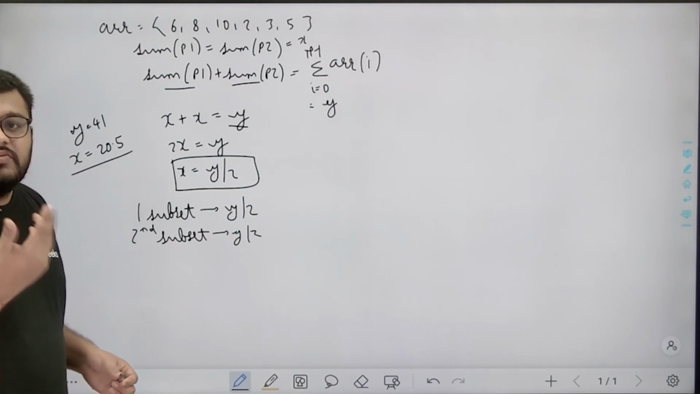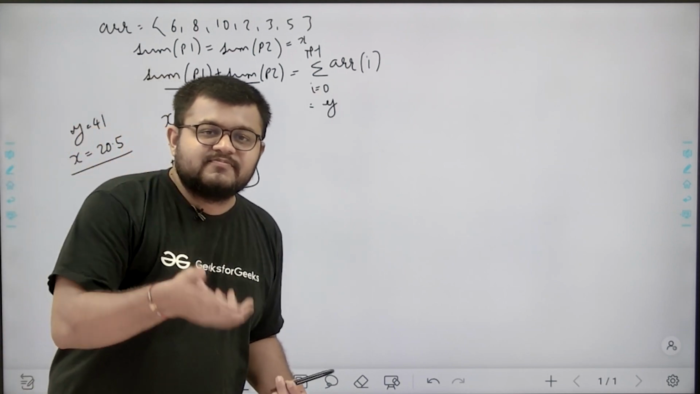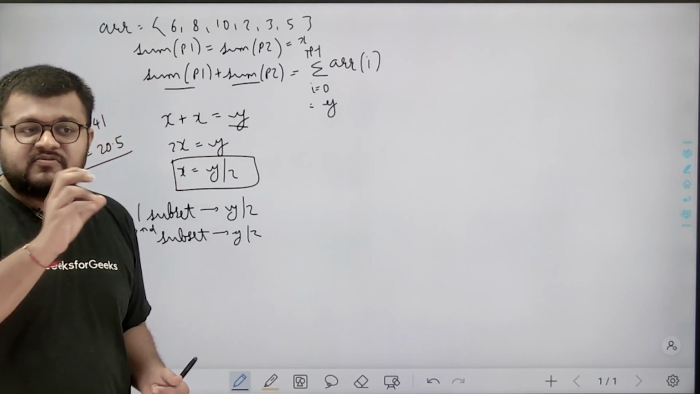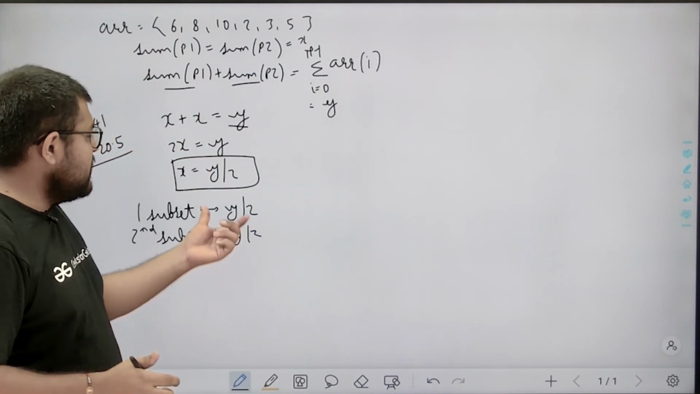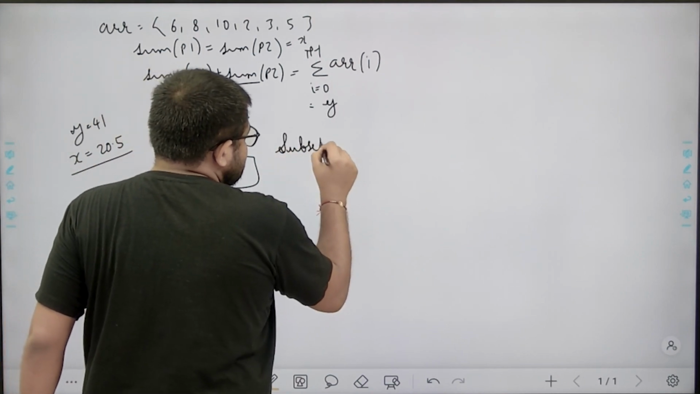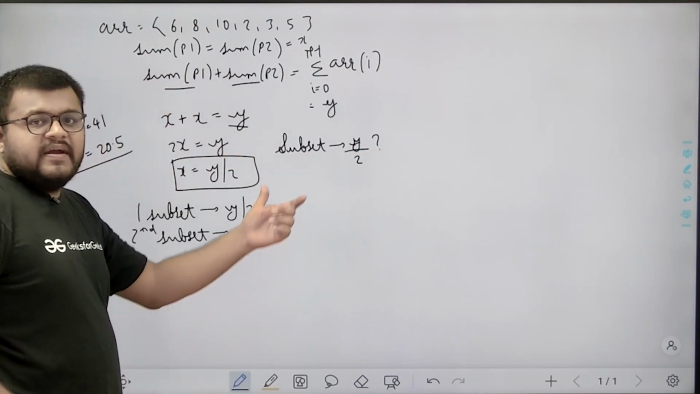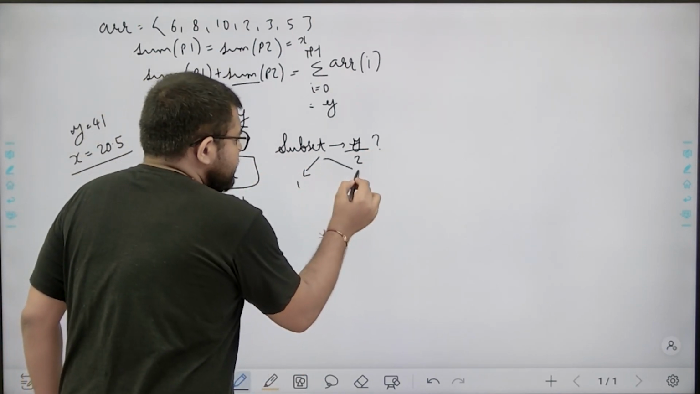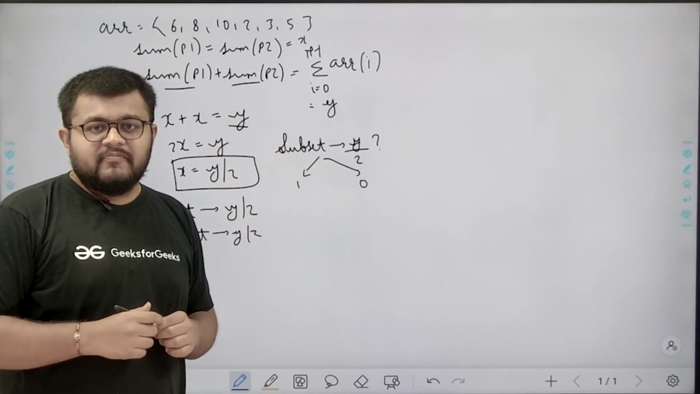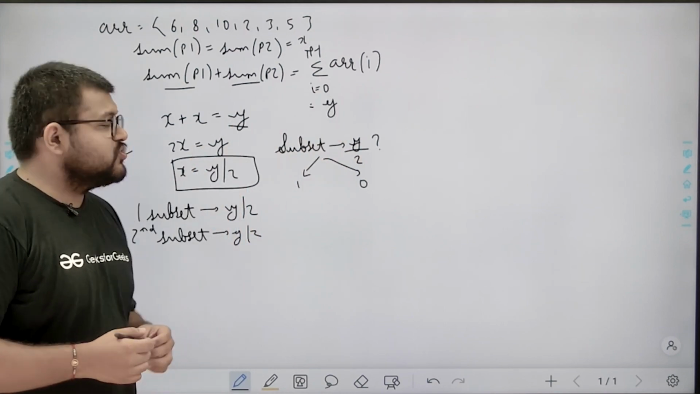So now my question boils down to what? The subset sum problem. What is the subset sum problem? In the subset sum problem, we are given an array and we want to find whether a subset exists with a given sum. Here we are given an array and we need to find whether a subset exists such that the sum of that subset is equal to y by 2. If that exists, we will return 1, otherwise we will return 0. So now we have to solve this subset sum problem and tell whether a subset with sum y by 2 exists or not.